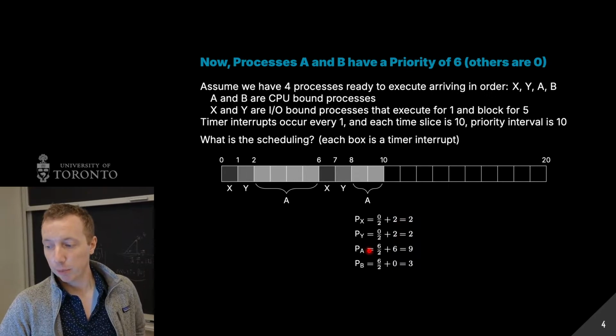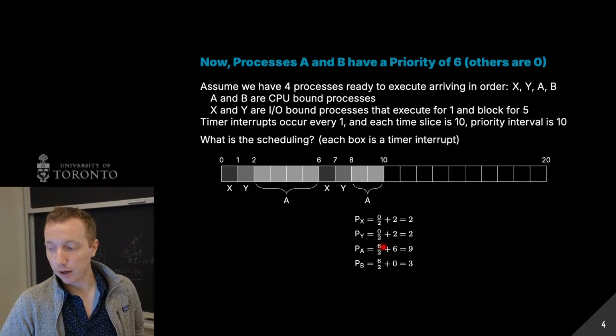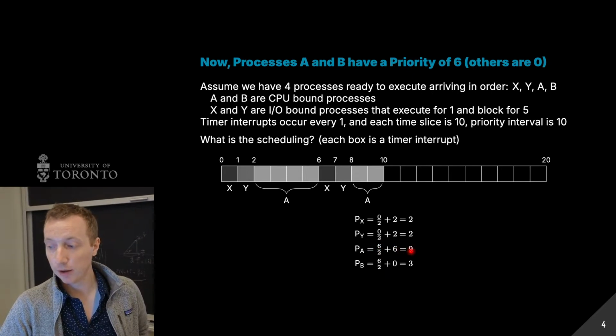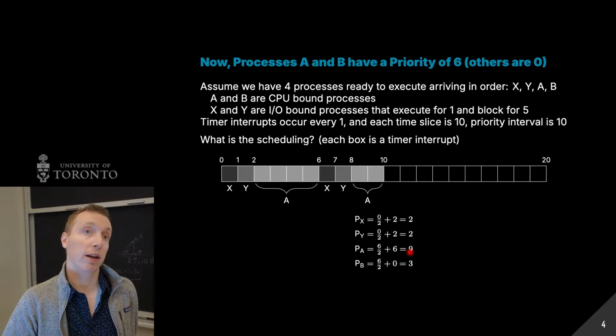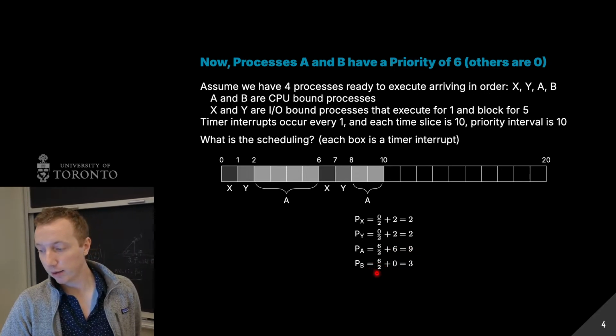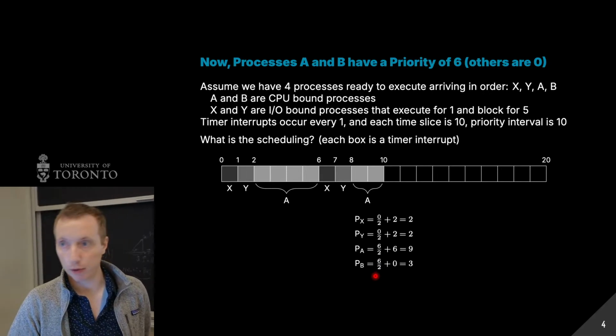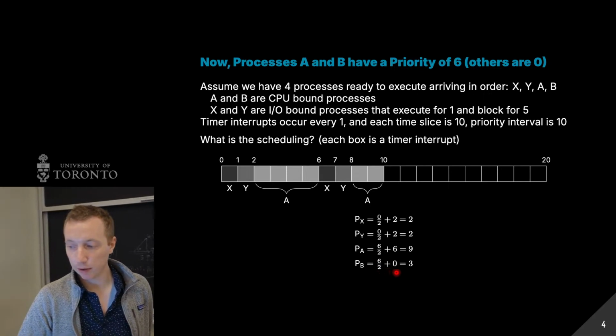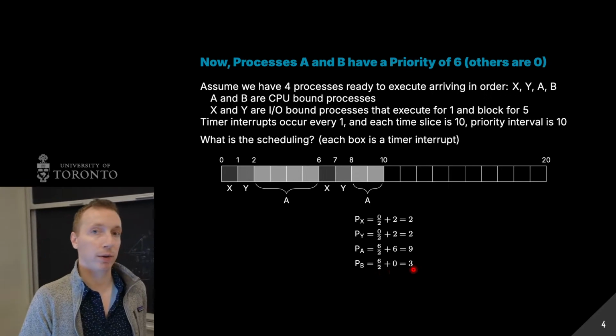And in this case, the priority of A, well, it started off at 6. We divide it by 2, and it also ran for 6 time units. So its new priority is 9. And then for process B, its priority was 6. So divide by 2, and then it ran for 0 time units, so its new priority is now 3.